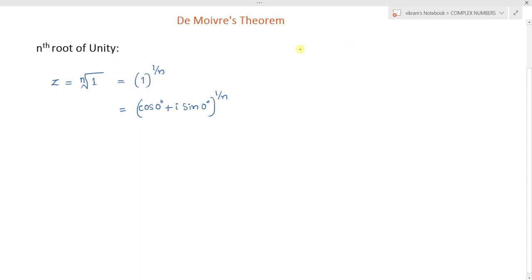If we consider the Argand plane with the real and imaginary parts, the complex number here is 1. If we move with some angle, the modulus is again 1 only, so z equals 1 with modulus 1 at some angle. On the unit circle, after 360 degrees we get the same value, and if it moves another round, for the next 360 degrees, we will get the same value.